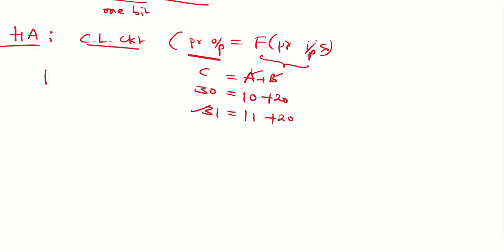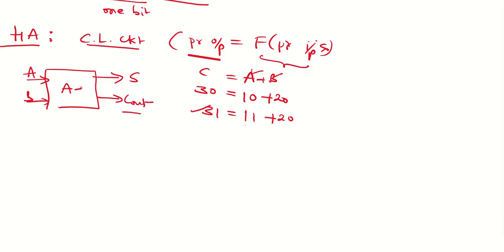It has two inputs, A and B, and it always has two outputs: one is sum and one is carry. Carry comes because we are doing the addition on A and B. It produces two outputs, sum and carry. Now let's give the truth table of a half adder.